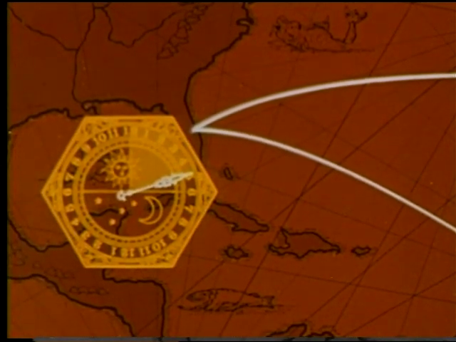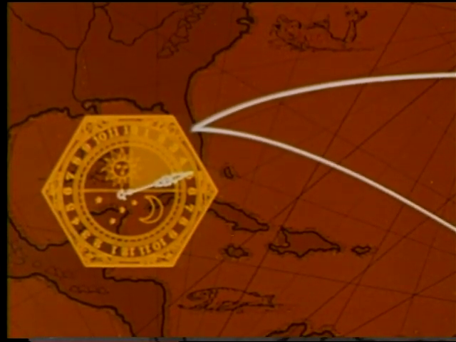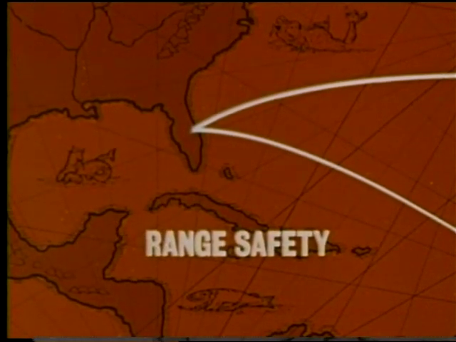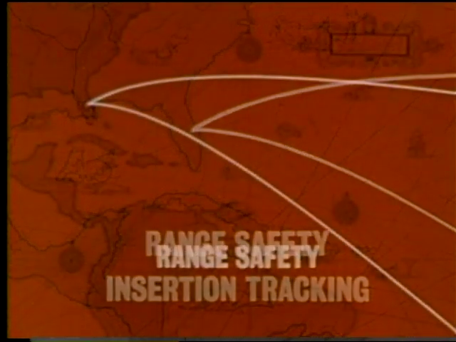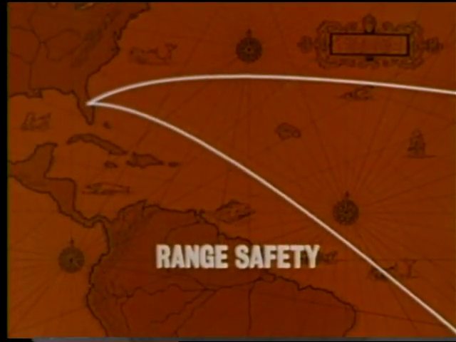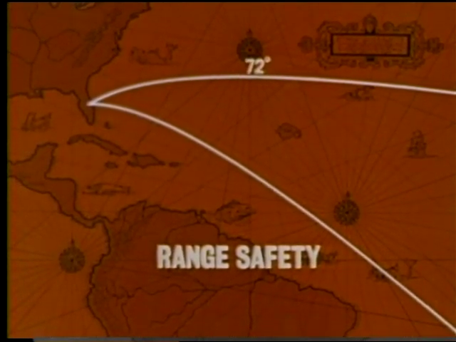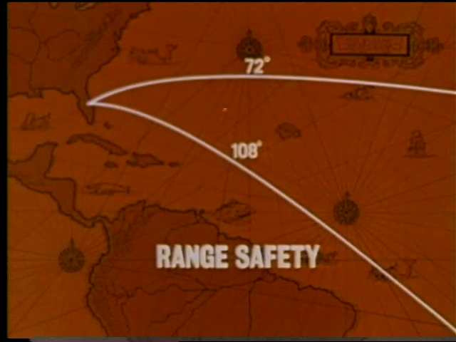The limitation of the launch azimuth on the daily window is defined by range safety requirements and insertion tracking requirements. The range safety requirements are primarily concerned with keeping the launch vehicle within the bounds of the launch range. These bounds are designed to avoid populous land masses in case of trouble during the launch. These azimuth limits are approximately between 72 degrees and 108 degrees.